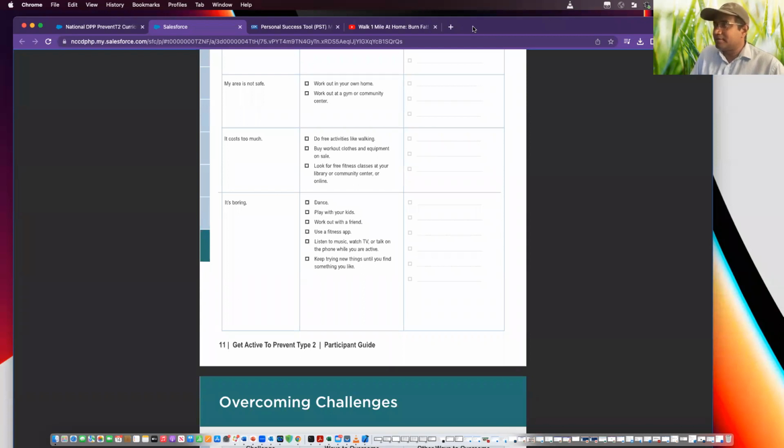Listen to music. Get a Bluetooth headset and just put it on. Sometimes when you listen to a podcast or something, it takes your mind off the exercise, and you're focused on what you're listening to, and you don't even think about your exercise. Even though I have all of that, sometimes I forget. So I just take my phone out, start playing something, and listen to it while I walk.